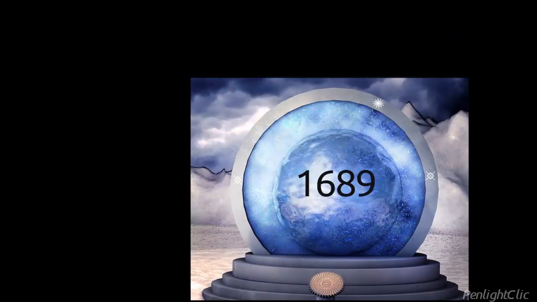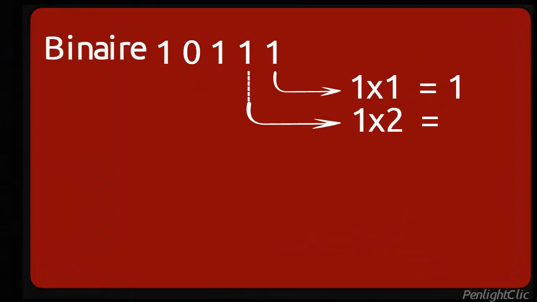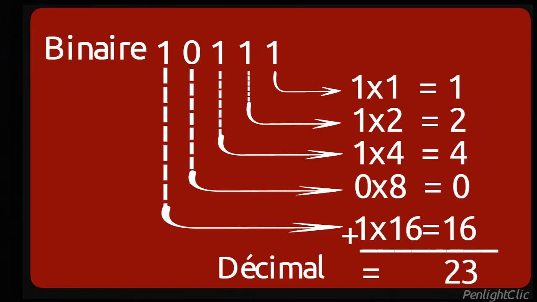Shortly after Pascal's machine, in 1689, the German mathematician Leibniz invented the binary number system. This system uses only the characters 1 and 0 to do the arithmetic calculation.